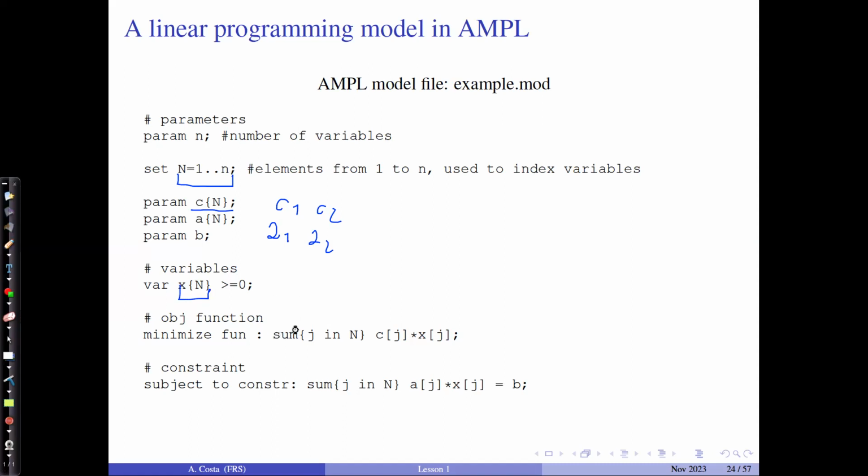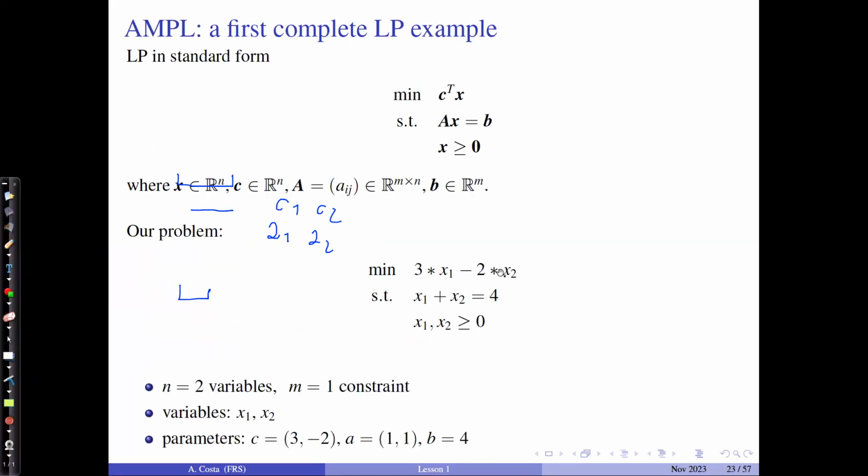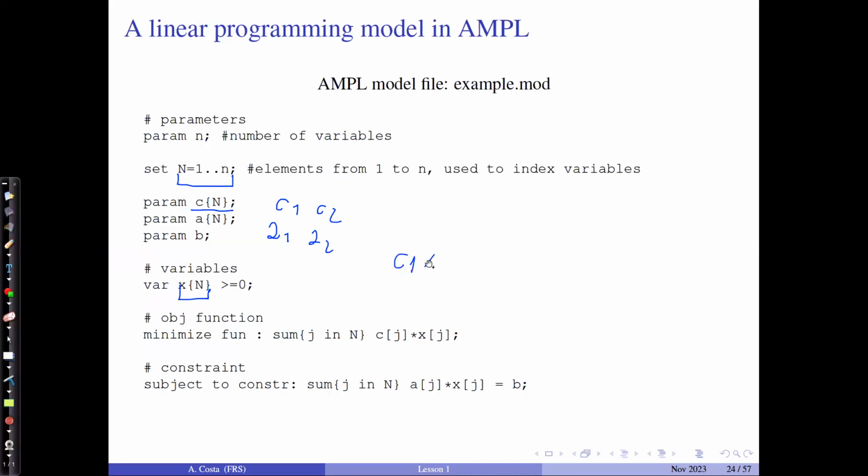So we define it like that. Now the objective function, remember, it was 3X1 minus 2X2. So it was basically C1X1 plus C2X2. We can write it this way: sum for every j in N, that is 1, 2, of Cj Xj. This means C1 X1 plus C2 X2. So this is the compact way to write with AMPL, but don't worry, you will not be asked to go through these and write models like that. It's just for you to have a first example of what we can do with AMPL.